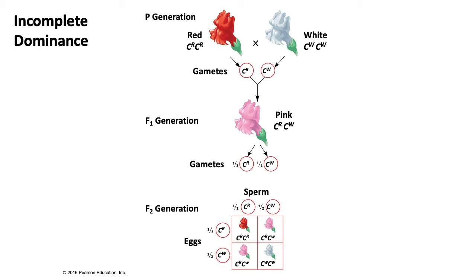Here you can see that the heterozygotes have a different phenotype from either of the homozygotes. So you have one red individual that is homozygous for the red allele. You have 2 pink individuals that are heterozygous for the red and white alleles. And you have 1 individual that is white that is homozygous for the white allele.